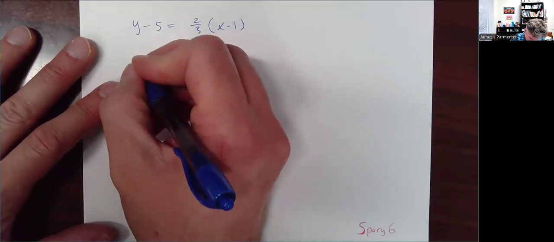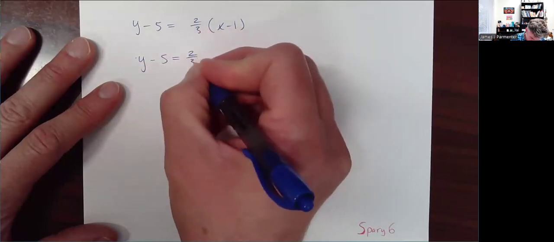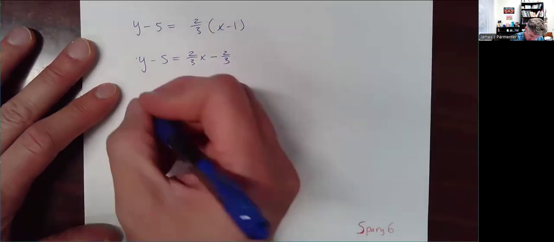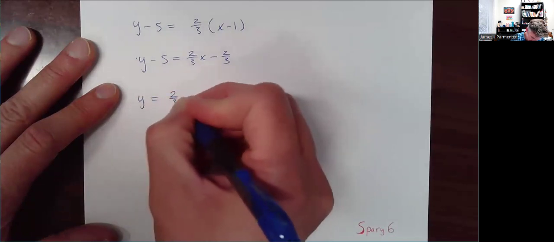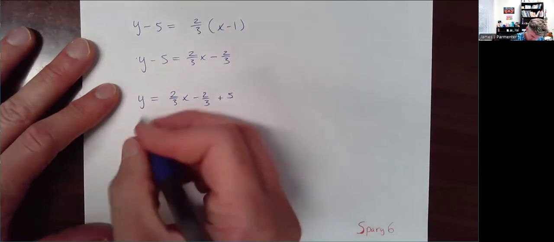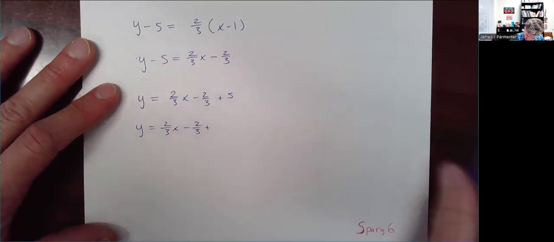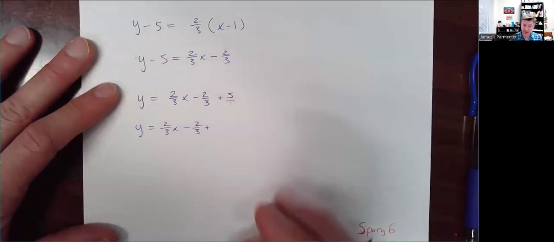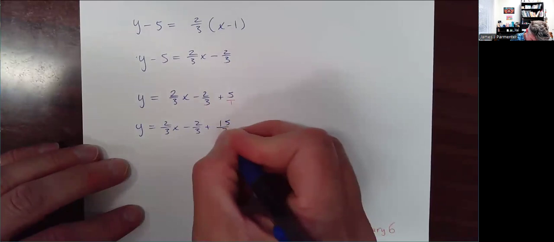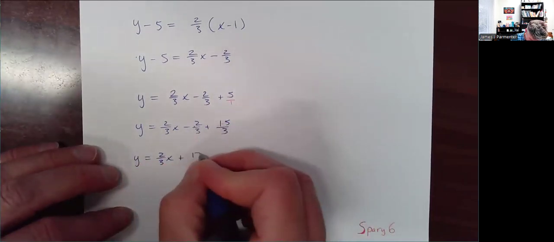So we have y minus 5 equal to, we're going to distribute the 2/3. It's 2/3 times x. Minus 2/3 times 1 is just minus 2/3. Then we're going to isolate y. We get y equal to 2/3 x minus 2/3 plus 5. Get a common denominator over here. So you have y equal to 2/3 x minus 2/3 plus 5 over 1 times 3 over 3 is 15 over 3. So you have y equal to 2/3 x, and then negative 2/3 plus 15/3 is plus 13/3.